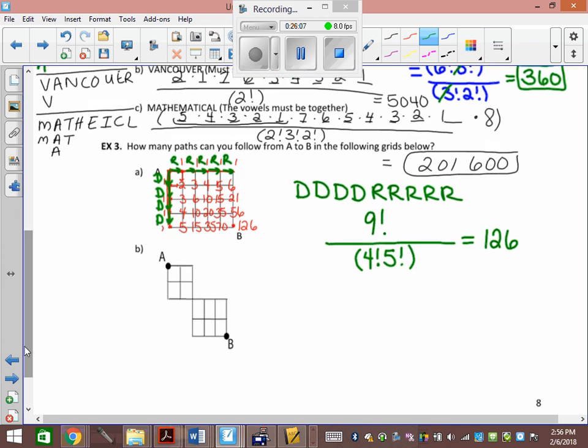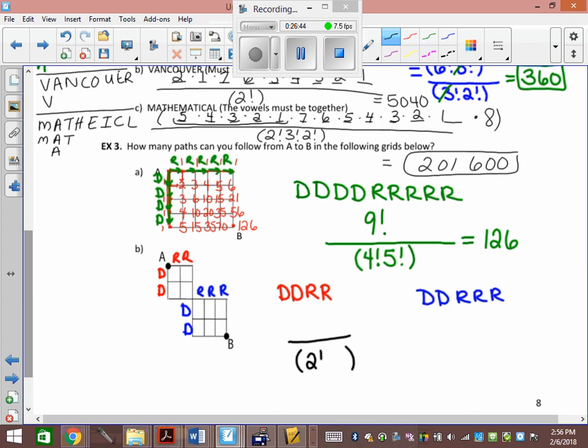This one here has 2 blocks, right? So I'm going to do DDRR, and then I'm going to do DDRR. Very different, right? Because they're 2 separate blocks. So what would be the answer to this one? On the bottom, I'd have 2 factorial for the D's, 2 factorial for the R's, and what would I have on the top? 4 factorial.